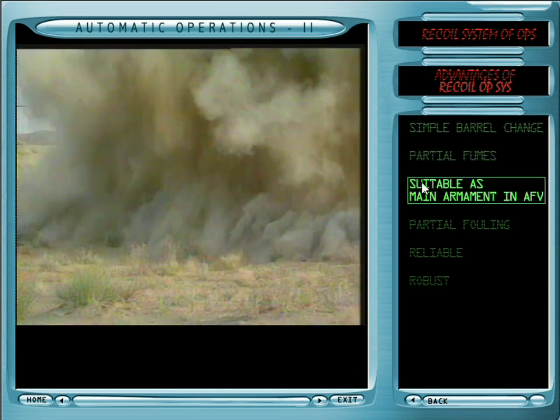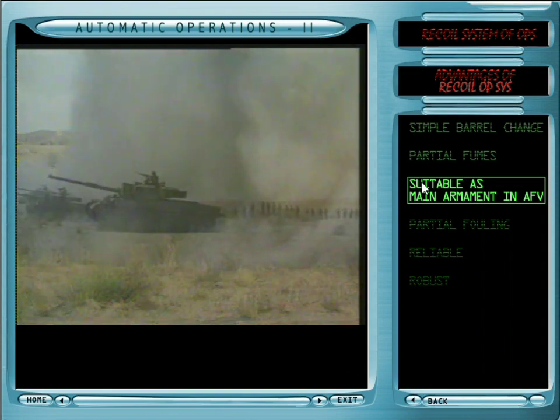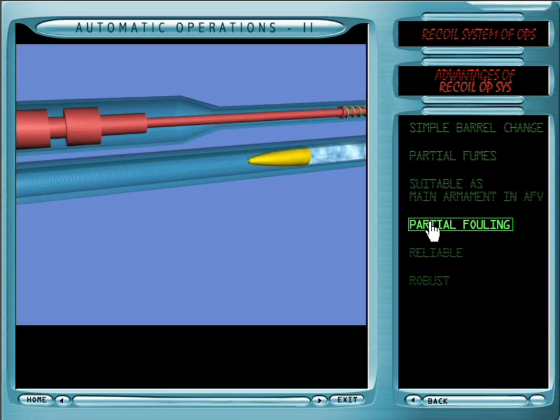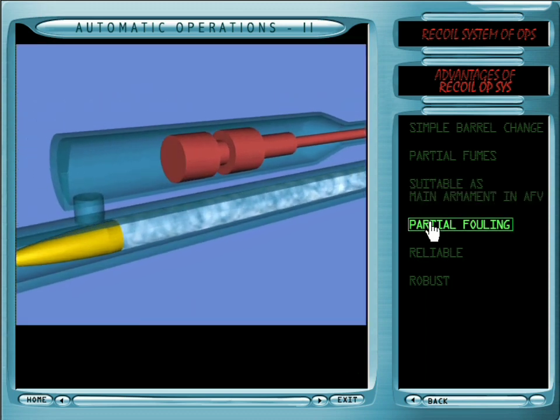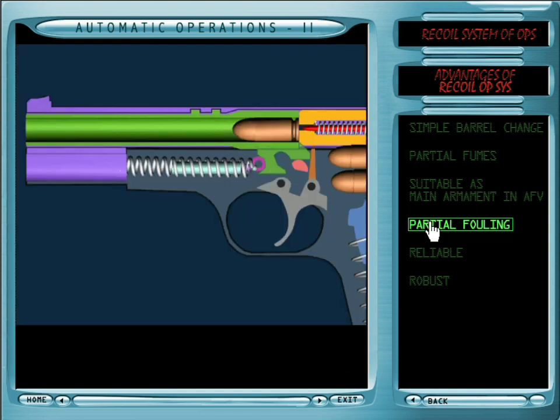Suitable for armored fighting vehicles. Recoil operated weapons, because of their inherent advantages of a simple barrel change and less fumes, are more suitable in armored fighting vehicles. No fouling. Unlike gas operated weapons, wherein the gas travels through the gas chamber, fouling in recoil operated weapons is considerably less.